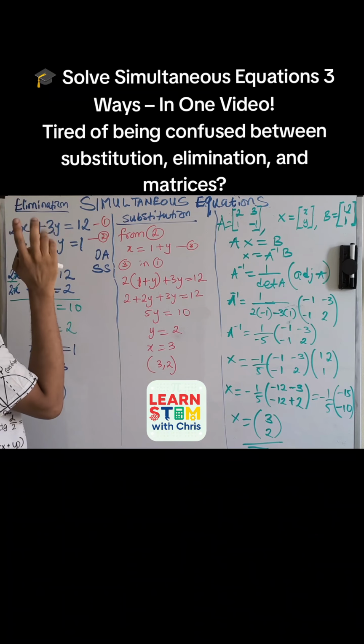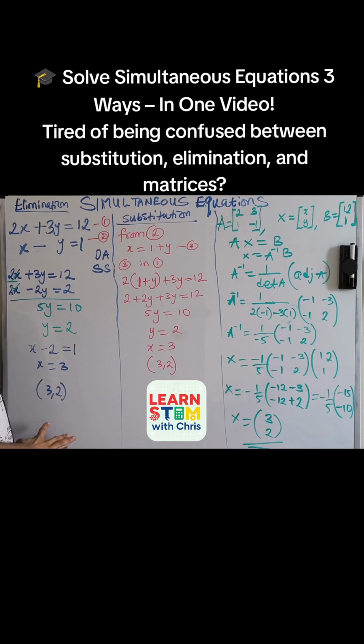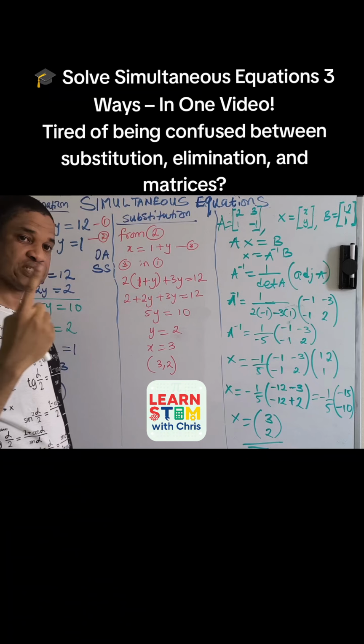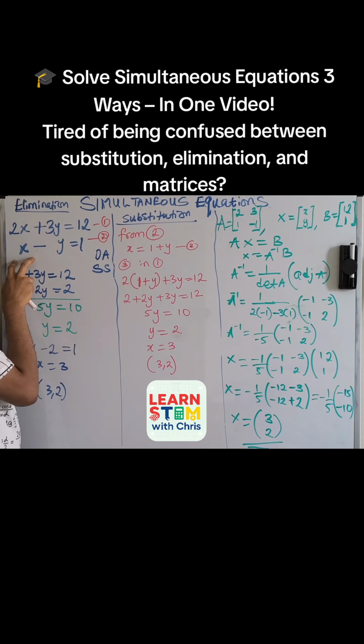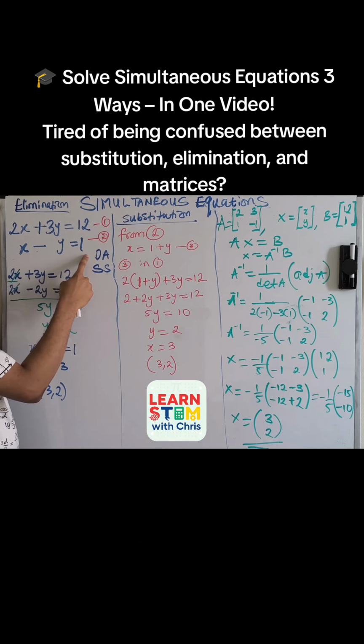All right, so I used the elimination method to solve it here. In the elimination method, I need to make sure I choose one of the variables to eliminate. So here I'm eliminating x. If I'm eliminating x, I need the coefficient of x to be the same. So that's what I did here. I multiplied this by 2, so multiply everything by 2. I doubled everything here.